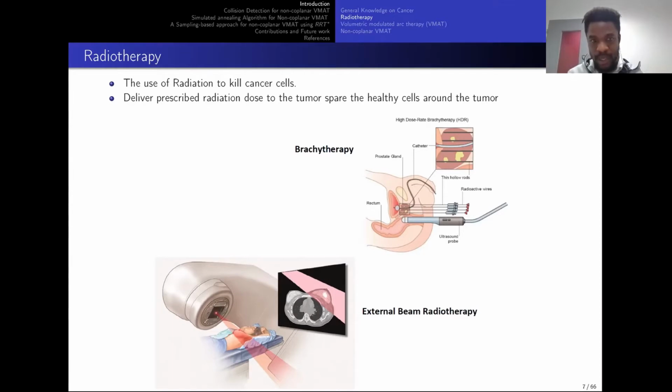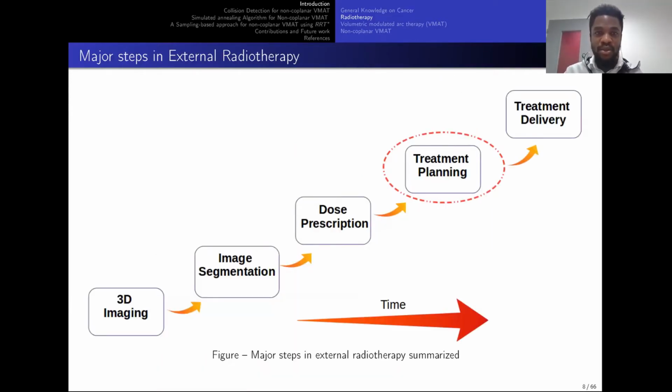By focusing this beam on a specific part of the patient's body that has the cancer cells, we are able to kill the cancer cells, and we try to spare the healthy tissues that exist around this tumor. So the main goal when we do external beam radiotherapy is to deliver radiation to a specific part of the patient's body and kill the tumor cells, and then try to avoid putting radiation on the healthy cells around the tumor.